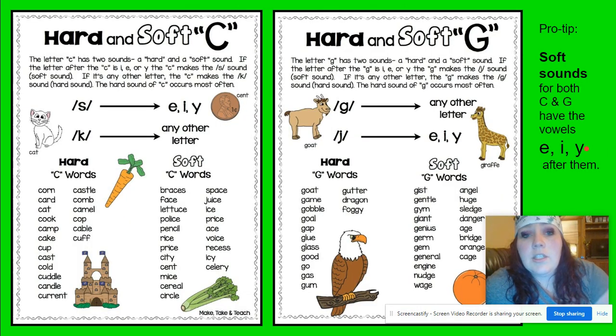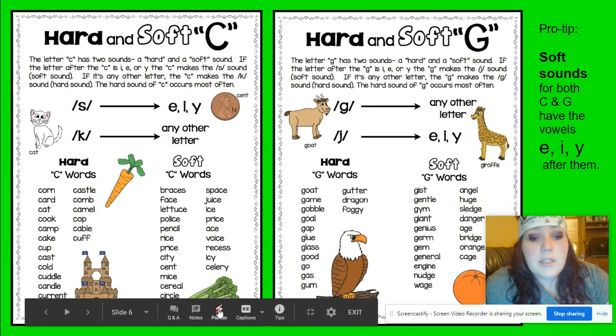All right. So just like I had mentioned before, our pro tip, I love to give you guys pro tips. That's just your reader's tip that if you keep anything in your brain about what you learned today, this is your pro tip to remember. The soft sounds, that's our S and our J, for both C and G have the vowels E, I, or Y after them. So if you can keep in your mind that the soft sound has the E, I, or Y after it, that's going to really help you as you're decoding.